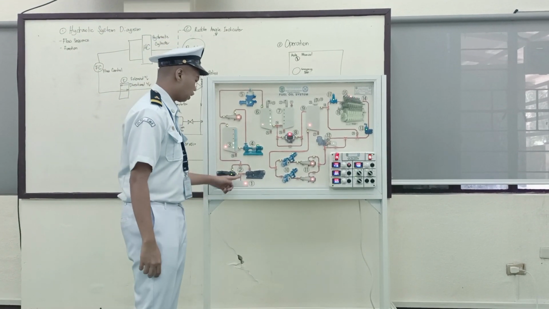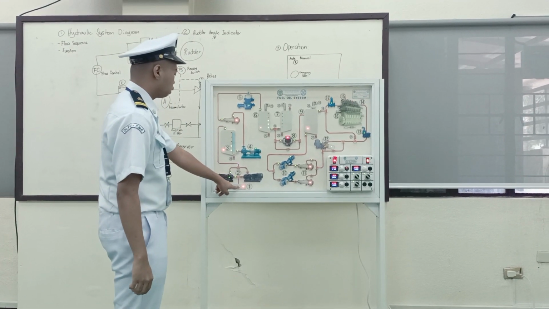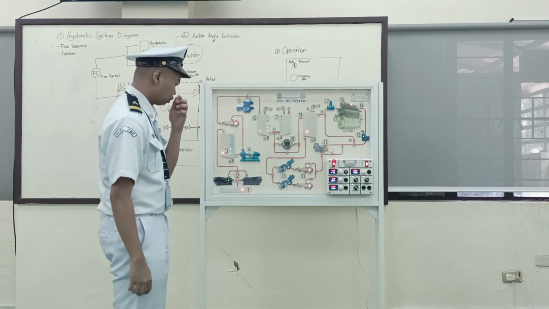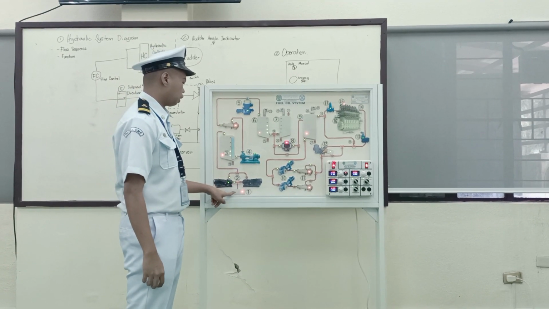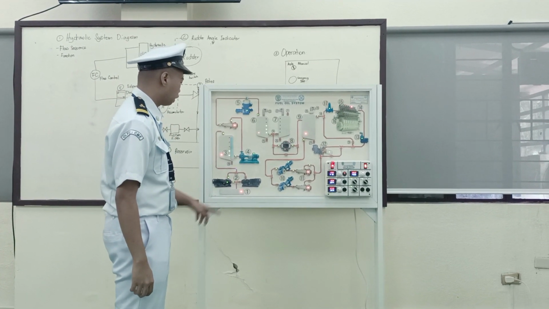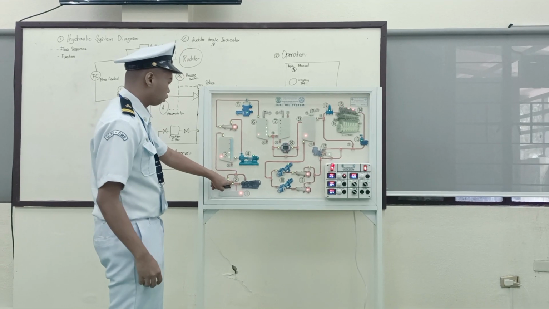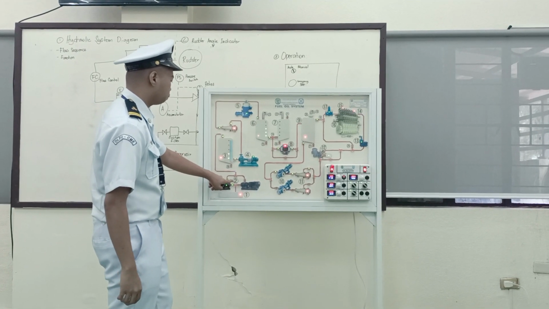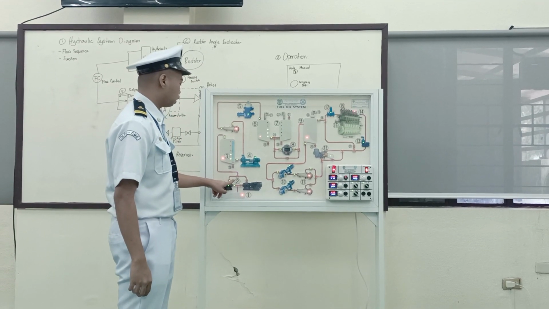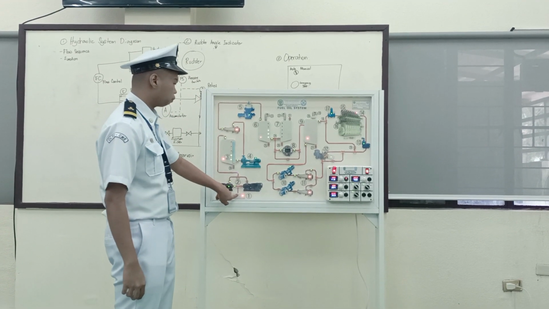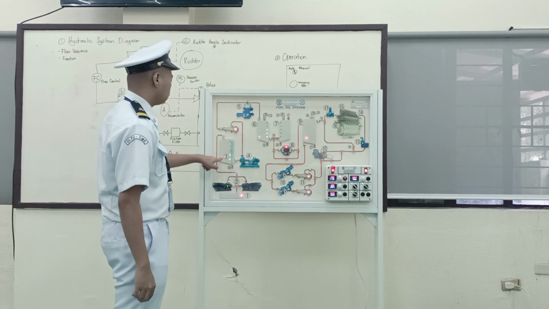First is the double bottom tank. The double bottom tank is responsible for storing the fuel oil. Then going to the transfer pump. It is responsible for transferring the fuel from the double bottom tank to the settling tank.